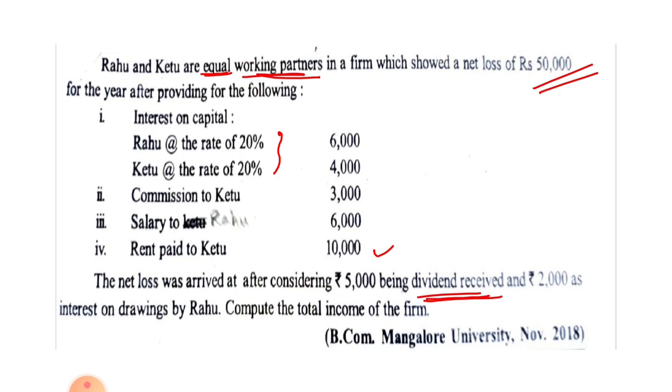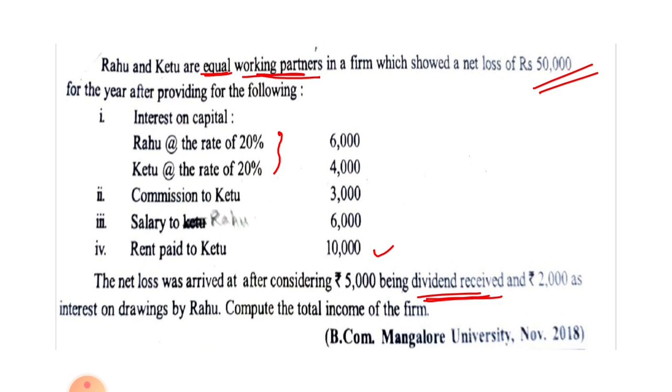Here, to the net loss you have to add these disallowed expenses, because by considering these disallowed items the net loss amount increased. Now you have to decrease that net loss by adding those disallowed items to it, and you have to deduct the items which are actually allowed. Why to the net loss you have to add disallowed items, and why you have to deduct allowed items from the profit, I already explained in the previous session.